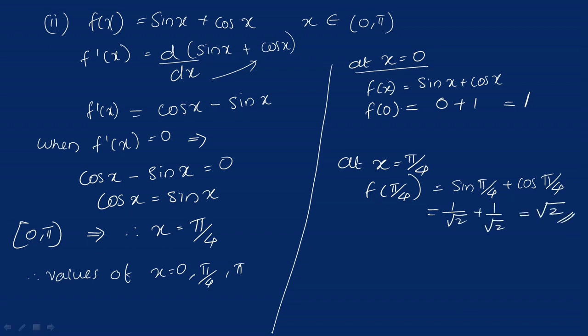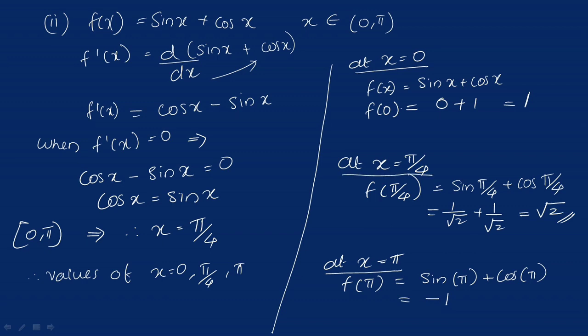And similarly at x equal to pi, we have f of pi, that is sin pi plus cos pi, that is, sin pi is 0, cos pi is minus 1. So we have f of pi is equal to minus 1. So among these three values we can write root 2 is the greater value and minus 1 is the lesser value. So at minus 1 we have the absolute minimum, and at root 2 we have the absolute maximum. So the absolute maxima value is root 2 and absolute minima value is minus 1.